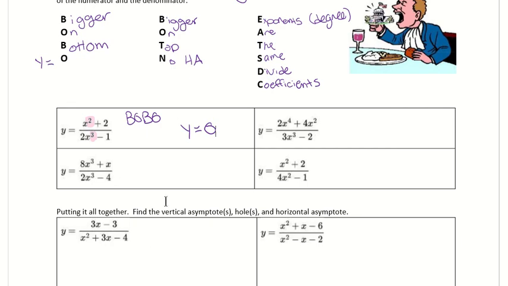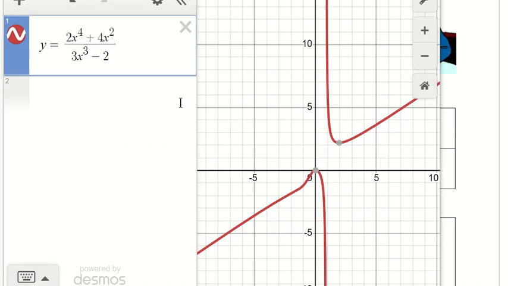Let's look at this next one. Here we have a degree of 4. Here we have a degree of 3. So this is bigger on the top. So we say Botten. If it's bigger on the top, then none. There is no horizontal asymptote. So what does that look like? Let's take a look. So looking at this graph, you can see that there's not a horizontal guideline. There's actually what we call a slant asymptote because you can see a diagonal guideline, but we're not going to worry about that in Math 3.